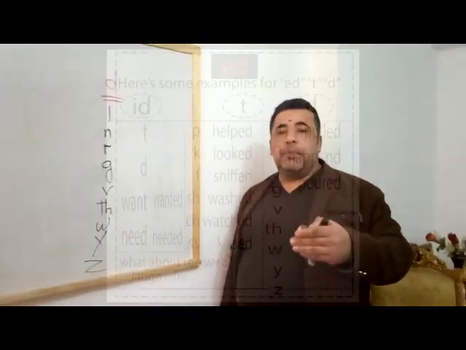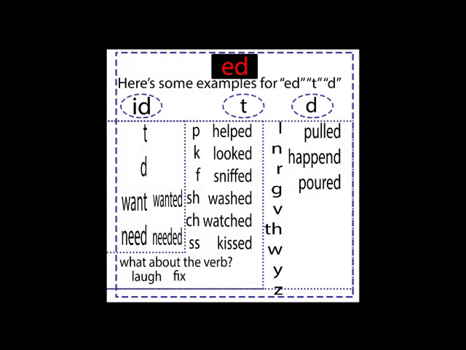Now, let's listen to some examples. Here are some examples for id: verbs that end with t or d, as we mentioned before. Want, wanted. Need, needed. The sound of t: help, helped. Look, looked. Snuff, snuffed. Wash, washed. Watch, watched. Kiss, kissed.